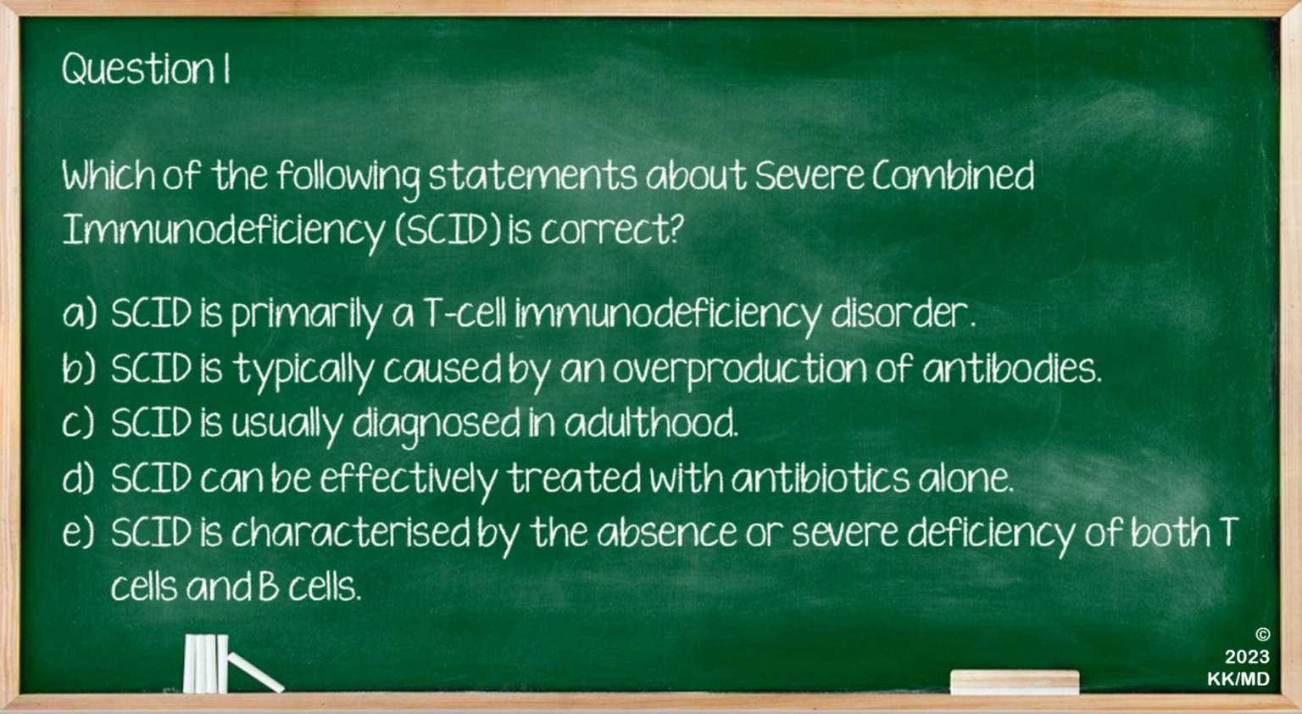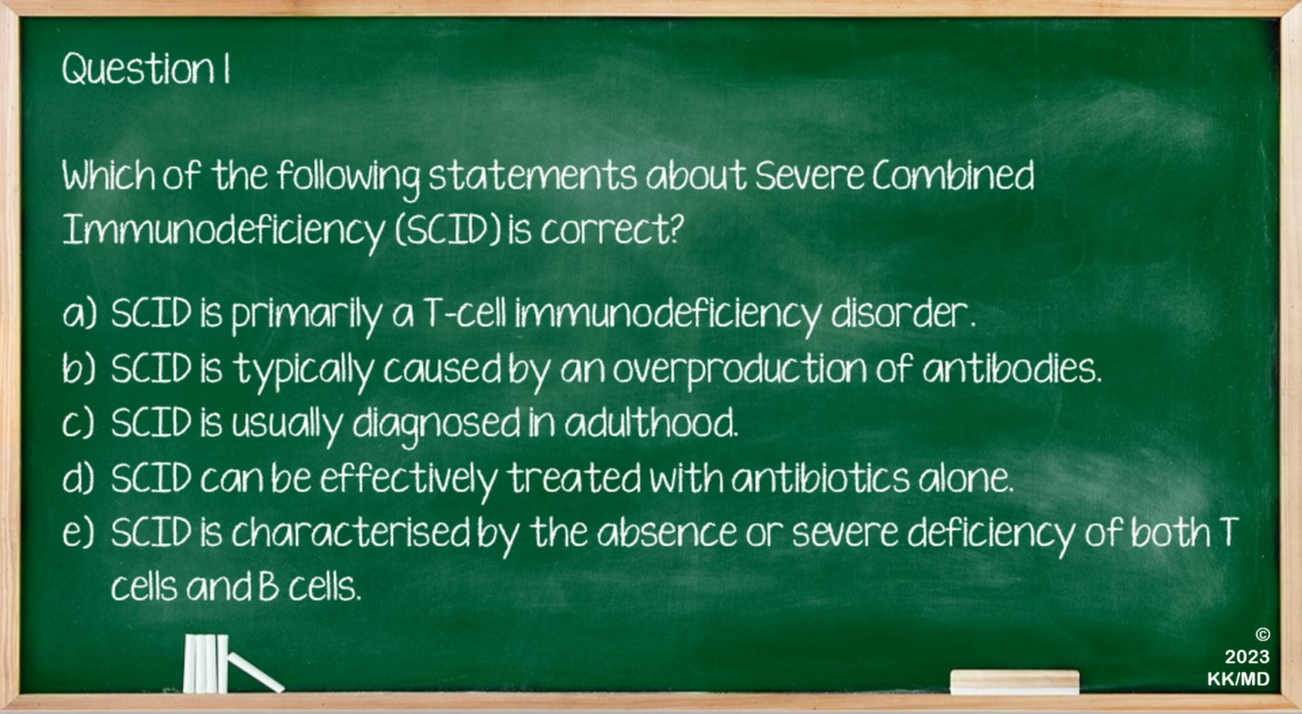So let's do some questions. Which of the following statements about severe combined immunodeficiency or SCID is correct? A, is primarily a T-cell immunodeficiency disorder. B, is typically caused by an overproduction of antibodies. C, is usually diagnosed in adulthood. D, can be effectively treated with antibiotics alone. E, is characterized by the absence or severe deficiency of both T cells and B cells.